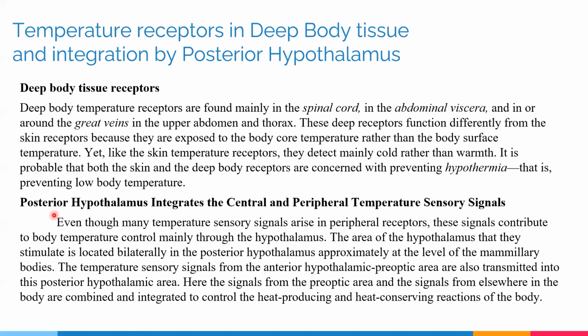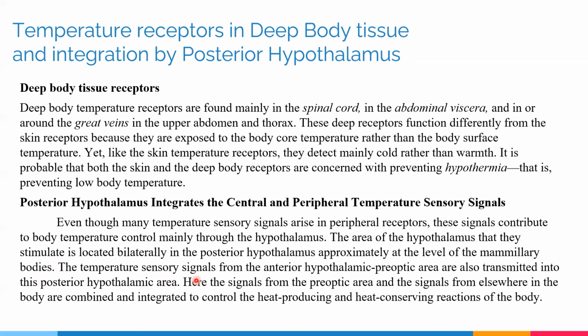Next, we look into how the posterior hypothalamus integrates the central and the peripheral temperature sensory signals. Even though many temperature sensory signals arise in the peripheral receptors, these signals contribute to body temperature control mainly through the hypothalamus. The area of the hypothalamus that they stimulate is located bilaterally in the posterior hypothalamus, approximately at the level of the mammillary bodies.